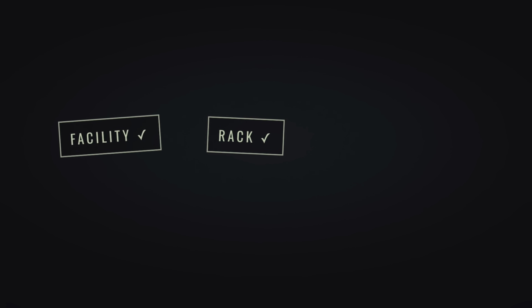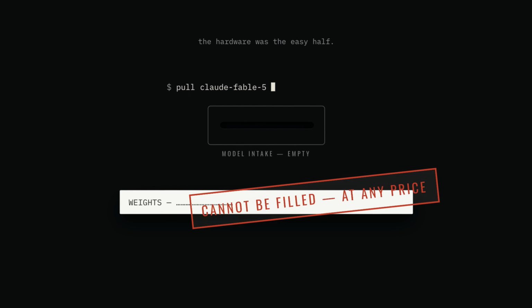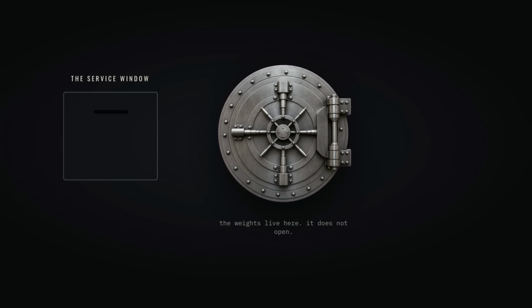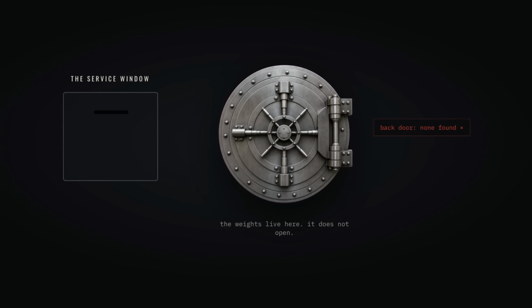So let's say you actually clear the physical hurdles, rent the facility, and wire up a literal rack of data center cards to run this thing. The hardware was just the easy half of the problem, because when you go to pull Claude Fable 5 down to your new server node, you'll realize the final line on your multi-million-dollar purchase order cannot be filled at any price. Anthropic sells a service billed by the million input tokens, not the weights themselves, which means there is no secret enterprise tier and no backdoor price tag that gets you the actual model.